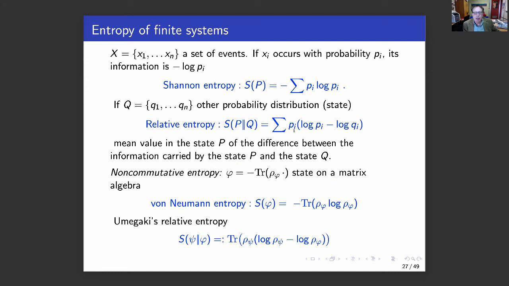And the relative entropy is just the evaluation, the mean in the first distribution, of the difference of the information. In the non-commutative setting, for example, for matrices, von Neumann defines the entropy: a state is given by density matrices, and then the entropy is given by this formula of von Neumann. And Umegaki defines the relative entropy, which is exactly what you expect from a relative entropy for matrices. So this is perfectly good for a finite quantum system.